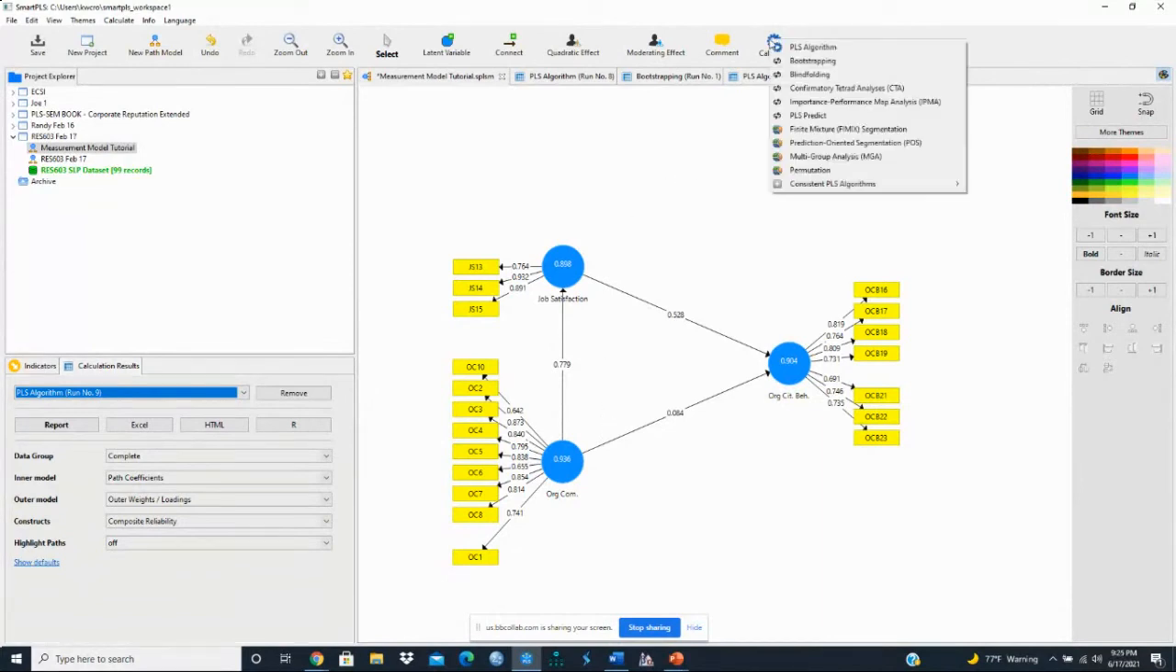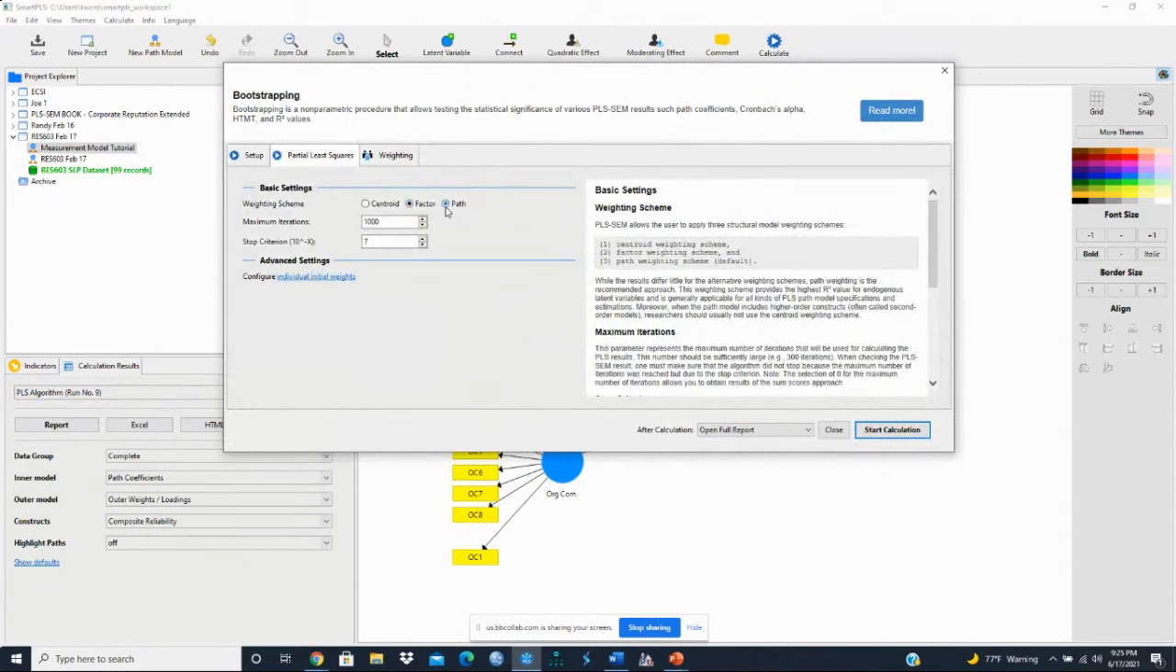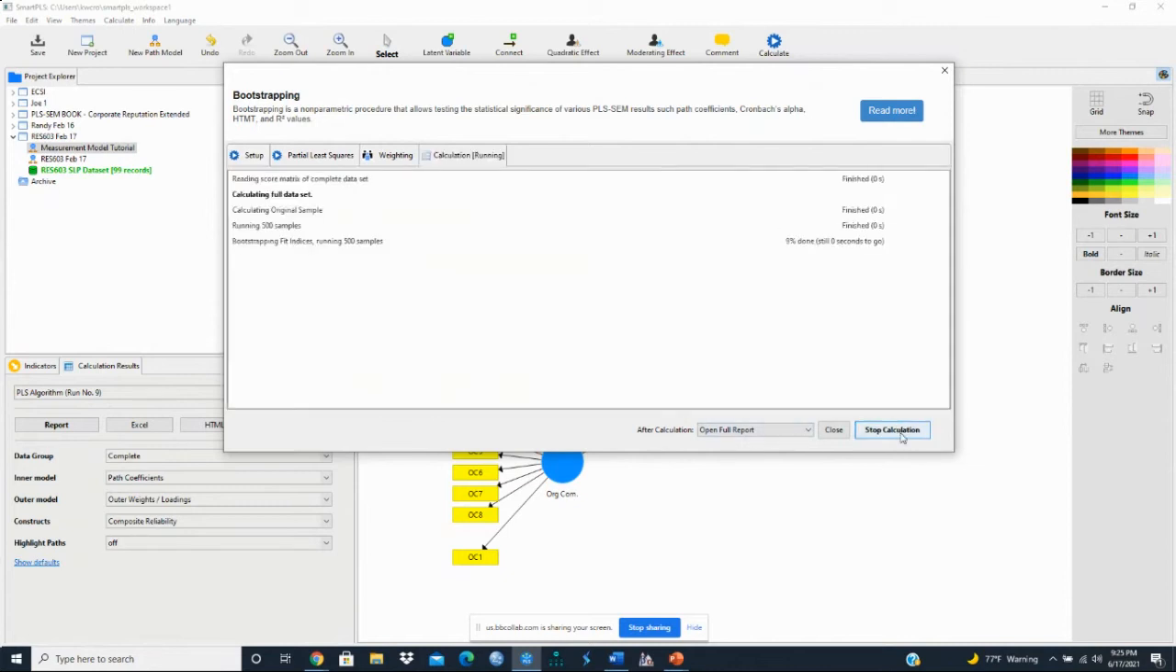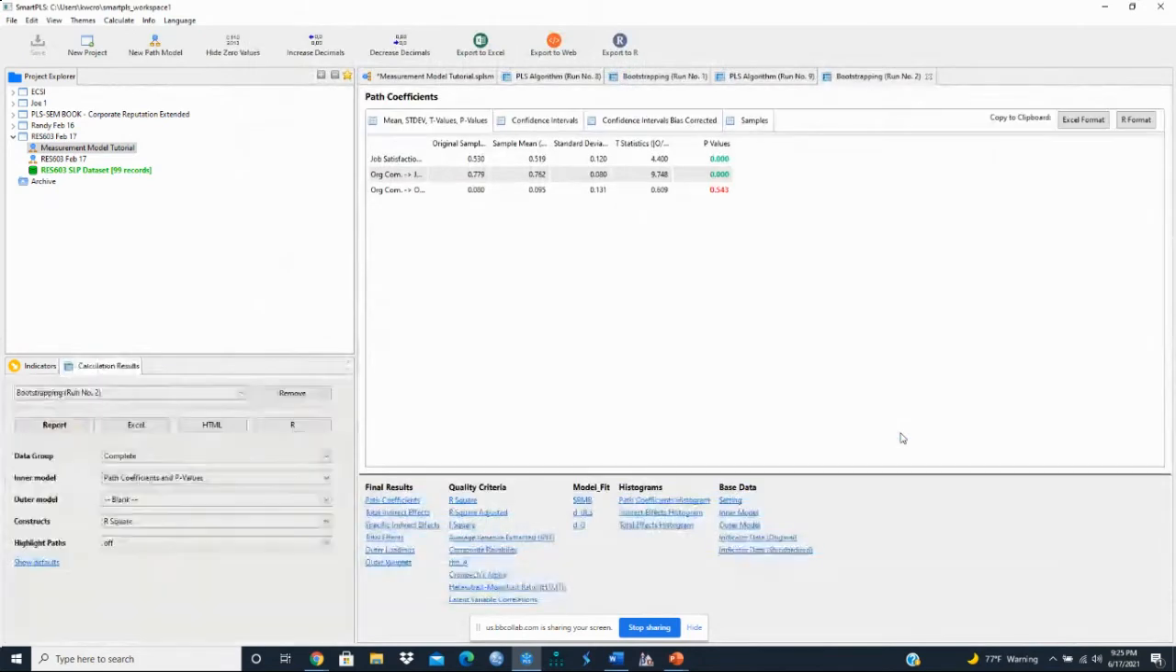So to do that, let's run our bootstrapping. We're going to make sure we're set up on path analysis, and we want complete bootstrapping, two-tailed test at a 0.05 significance level. So let's run this. It'll take just a minute to run, and then we'll see what we have.